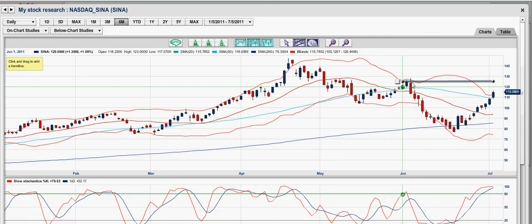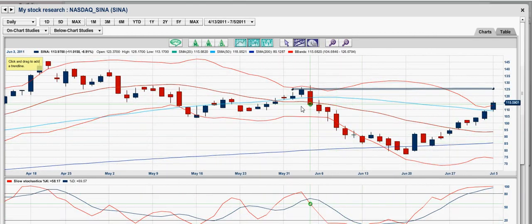Sina does have a resistance area right here, but it's also having trouble breaking out of the Bollinger Bands. If it does eventually break out, I do see a great shorting opportunity right up here at this trend line, which is basically at $126 to around $125. That would be your area of resistance, or where you would want to short.